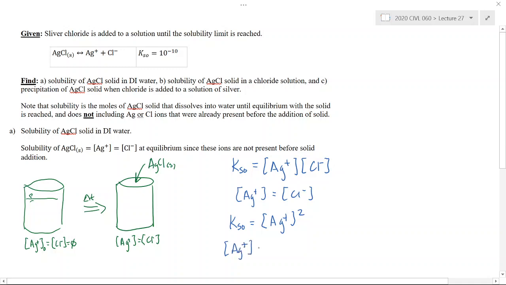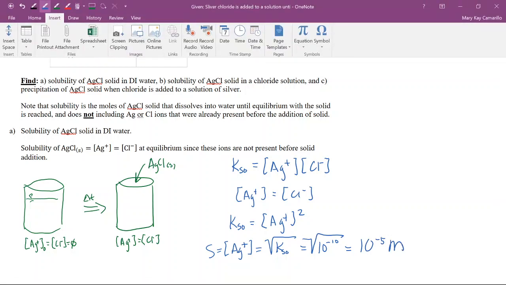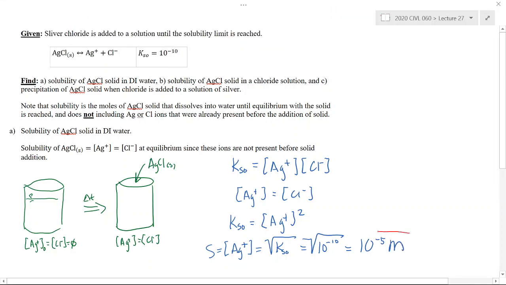Then with that, my solubility, and I'll call it S here, or silver concentration, is equal to the square root of the KSO, and that was 10 to the minus 10. So I have 10 to the minus 5 molar concentration, and that is my solubility limit in DI water.